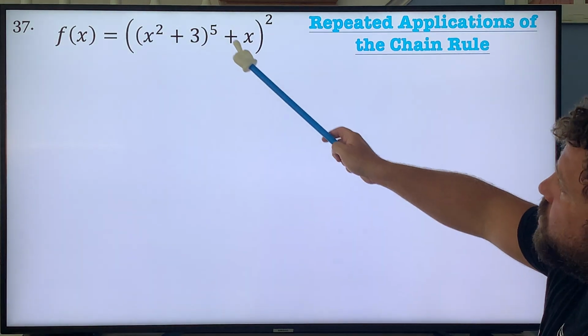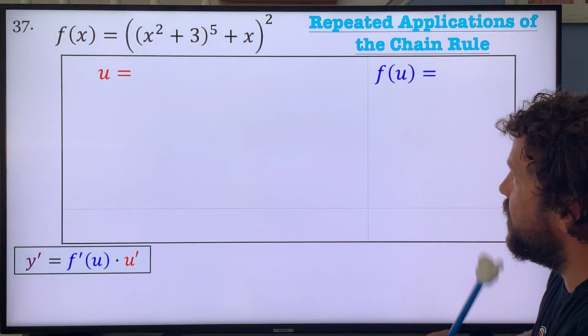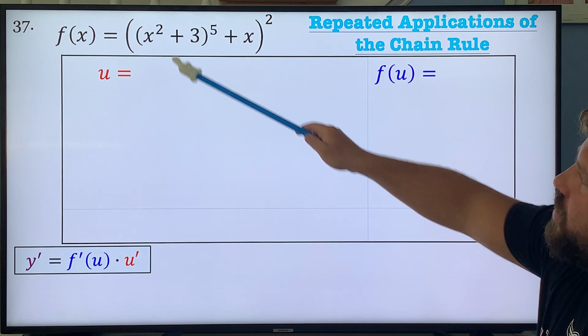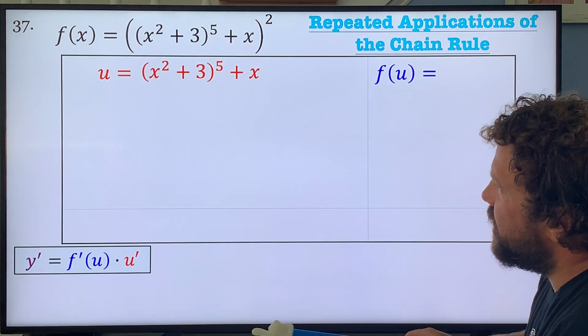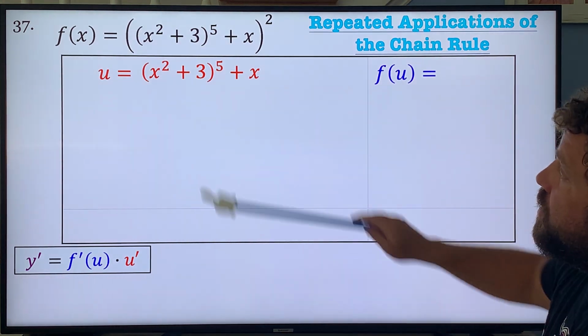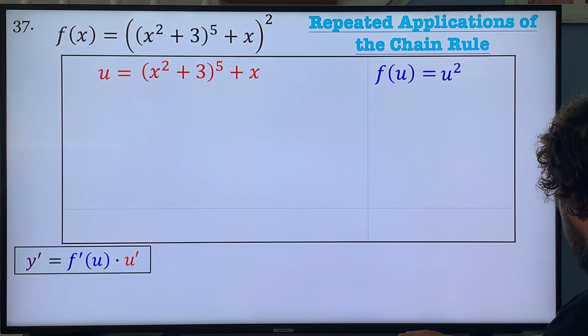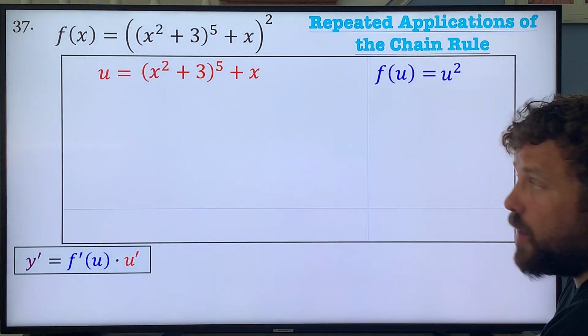So, first off, work from the outside in. It's all this stuff to the second power. You like my box? So my u is the whole entire inside. It's x squared plus 3 to the fifth power plus x. All right? And what am I raising that to? I'm raising it to the second power. All right, not too terrible yet, right?